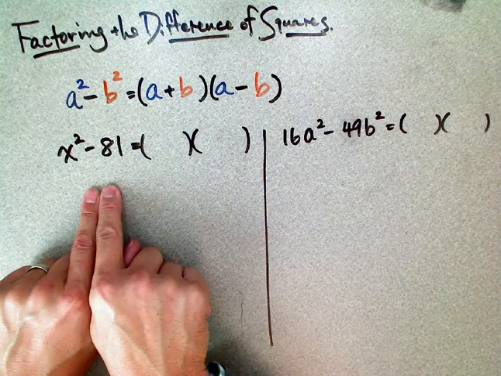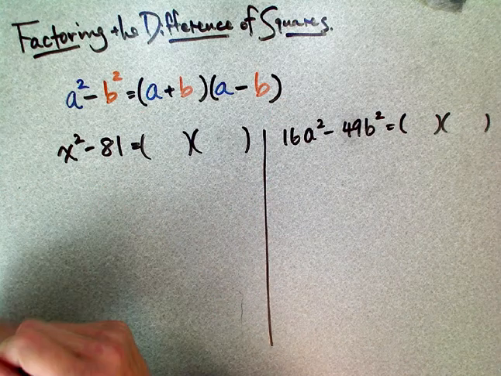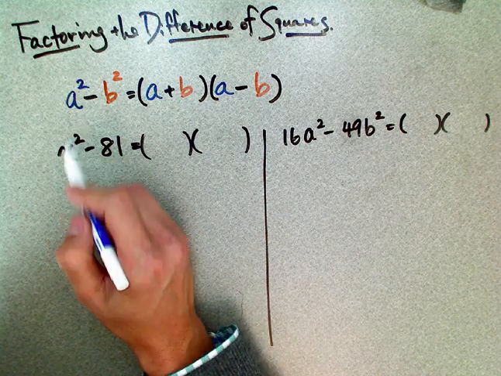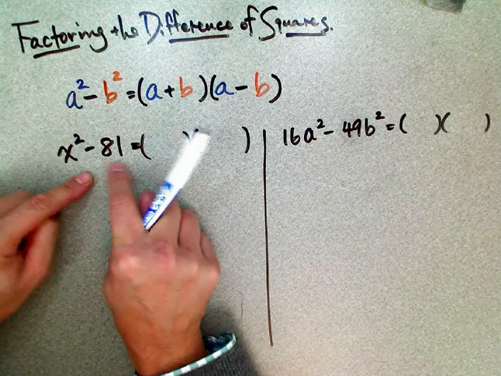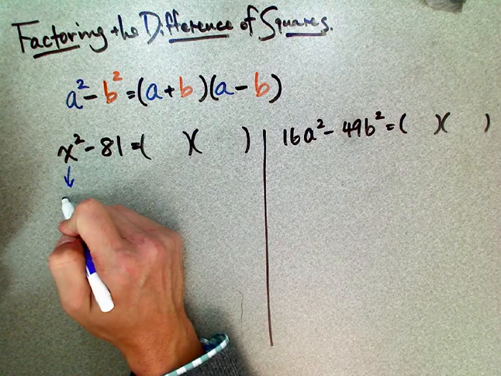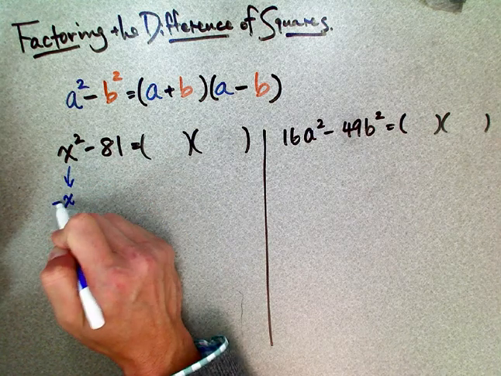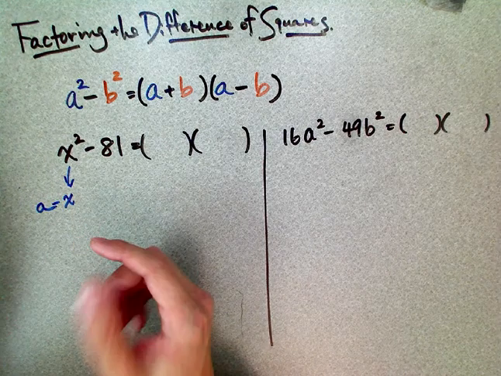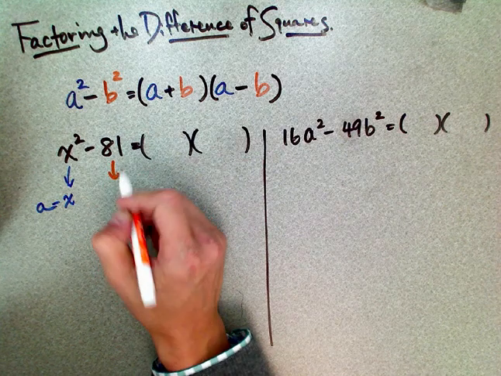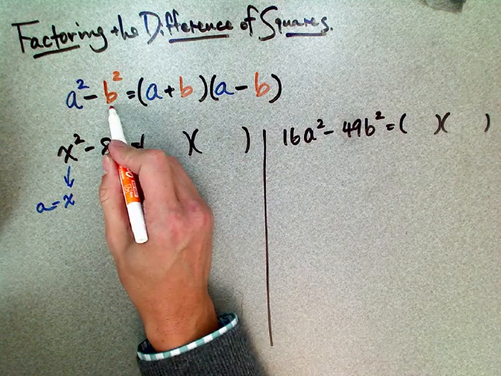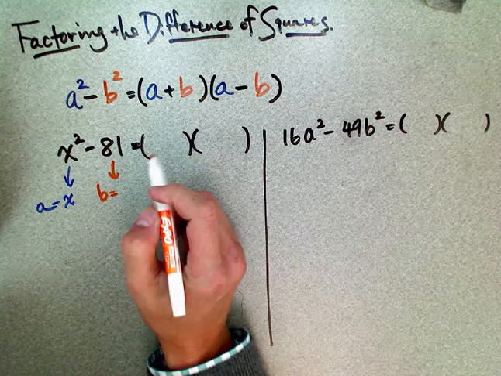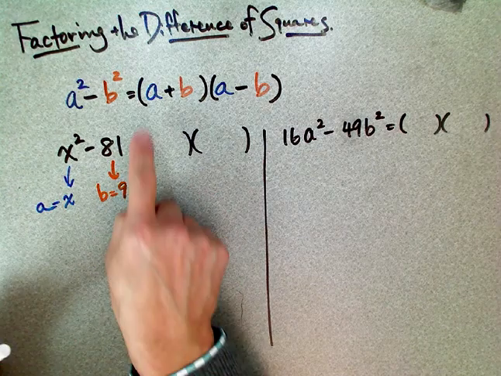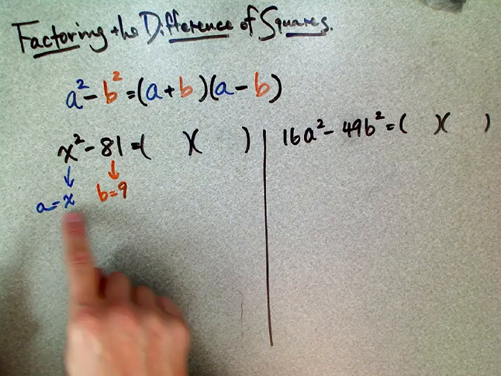So here, for example, what's a and b? If you compare the structure of this guy and this guy, you realize that x is a, or a is x, right? And then here, 81 is 9 squared, right? 81 is 9 squared. So b should be equal to 9. So we're going to replace these a's and b's with x and 9.